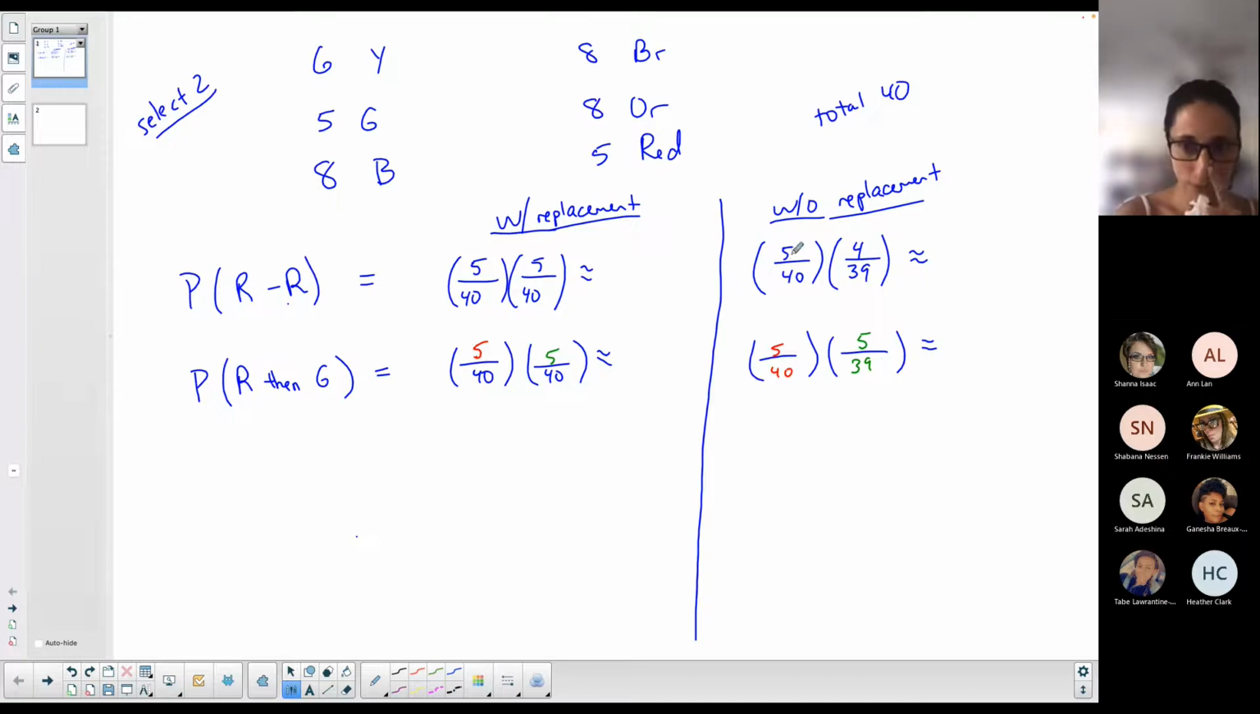So you see the difference between this one and this one. If I eat a red and then I want another red, I decrease the number of red and I decrease the number of total M&Ms. But if I want a red and then a green, I ate a red, but that didn't affect the number of greens, but it did affect the number of total M&Ms. Okay, so you see the difference between the two, right?